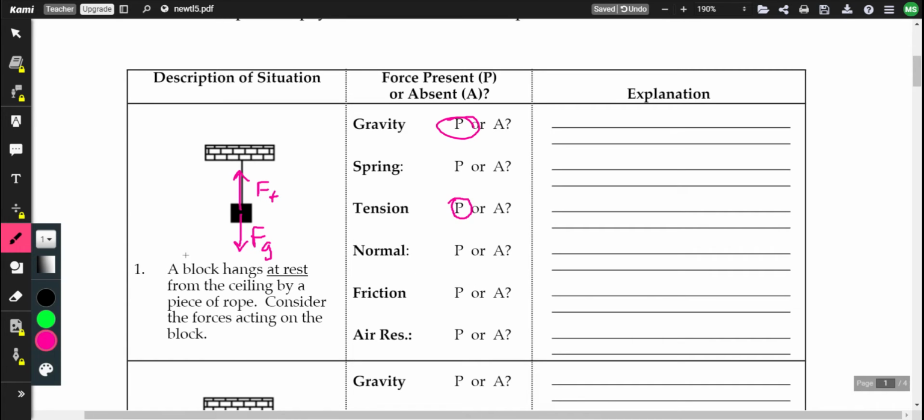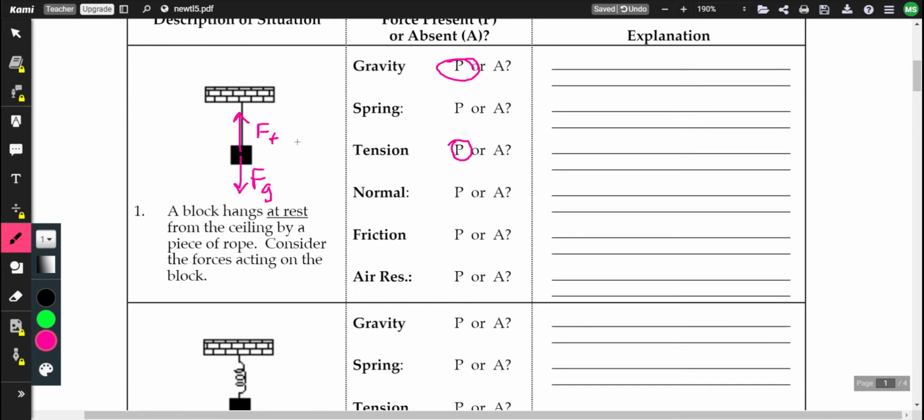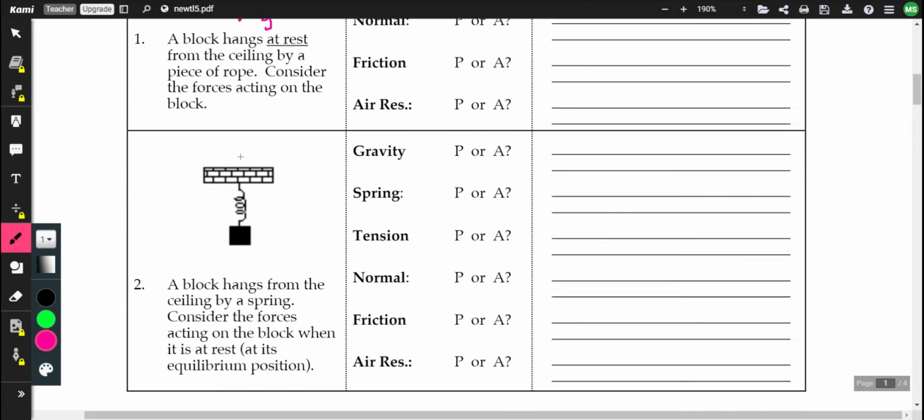There's no normal force because it's not sitting on a table, right? There's no table or anything pushing it up. There's no surface for it to be getting any friction from, and it's not moving, so there's no air resistance to result from that motion against the air around it. So this one's just got gravity and then tension of the rope pulling back up.